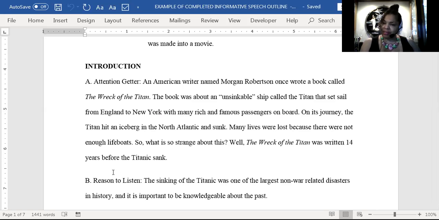Many lives were lost because there were not enough lifeboats. So, what is so strange about this? Well, The Wreck of the Titan was written 14 years before the Titanic sank, per se. Wow, that really gives you something.